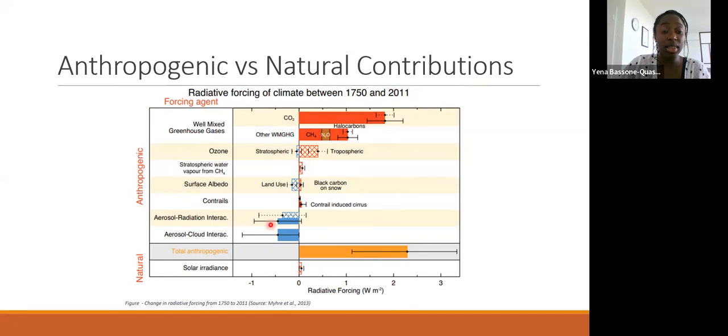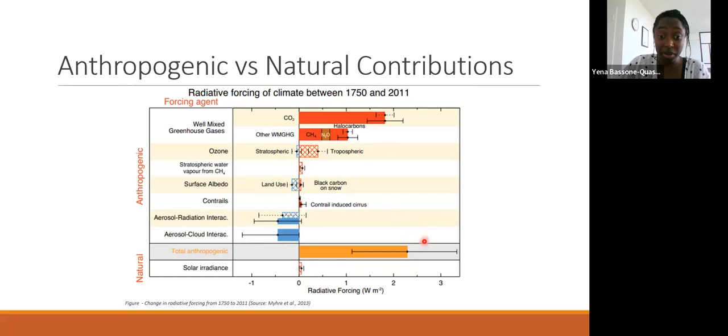You can also see that there are cooling effects. So there is negative forcing from aerosol and cloud aerosol radiation, aerosol cloud interactions. But again, those are outweighed by the positive forcing and the greenhouse gases.